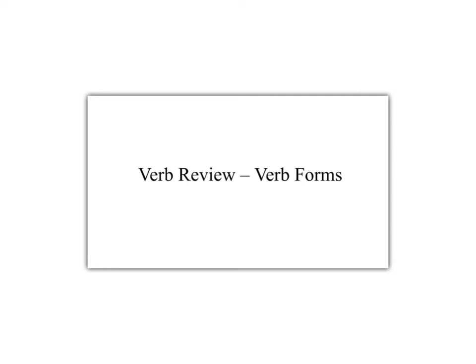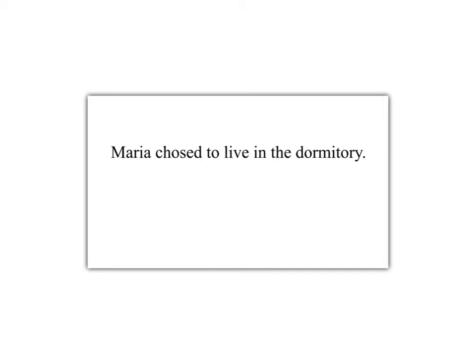In this video on verbs, we're going to be reviewing problems that happen with verb forms. When we say verb forms, we mean how we make or form the verb phrase. This sentence has an example of a verb form error. Maria chose to live in the dormitory.